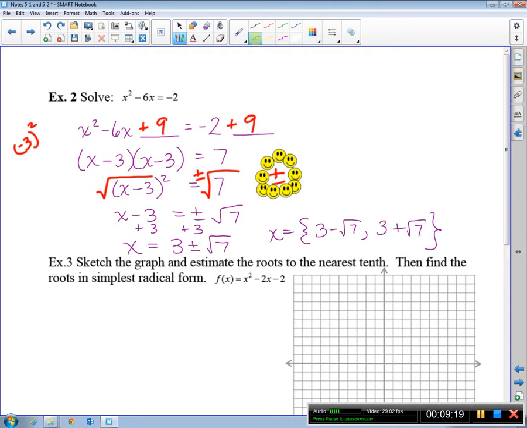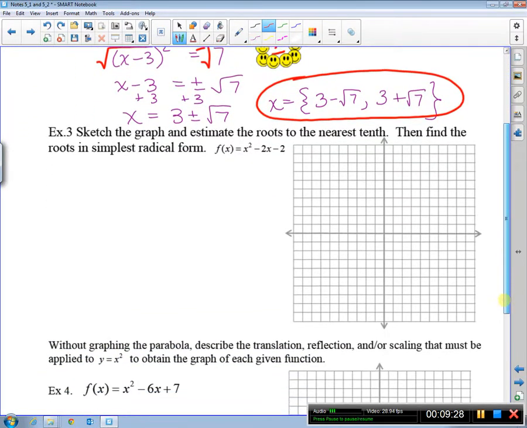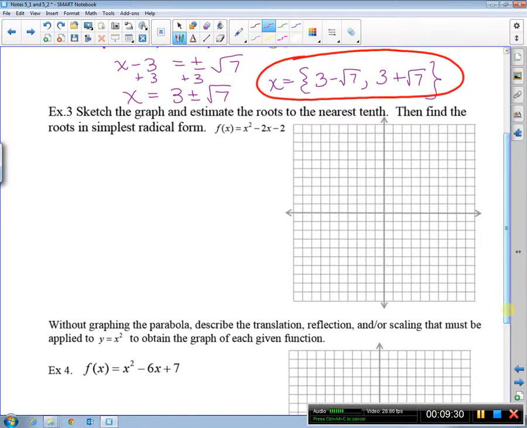I hope you checked yourself. I hope you tried this one on your own. You can always put it fresh on another piece of paper and try it on your own another time. So there we go: 3 minus the square root of 7 and 3 plus the square root of 7.